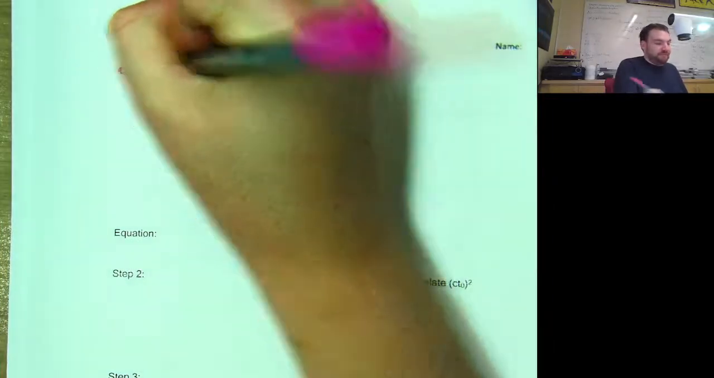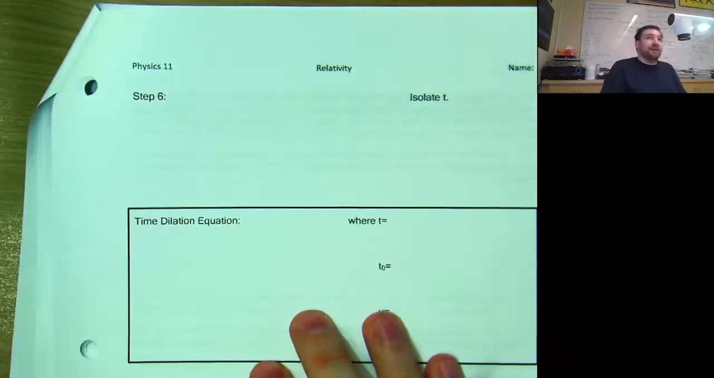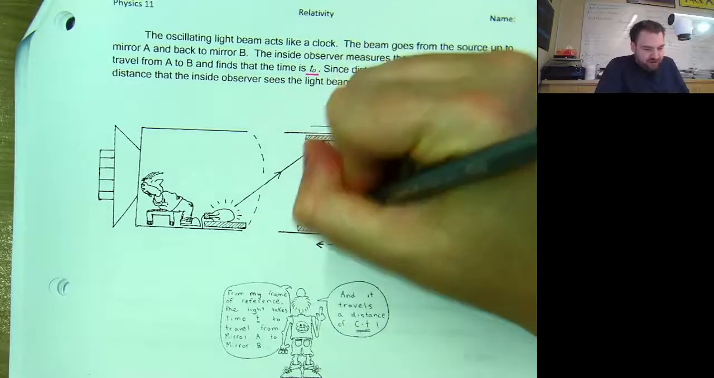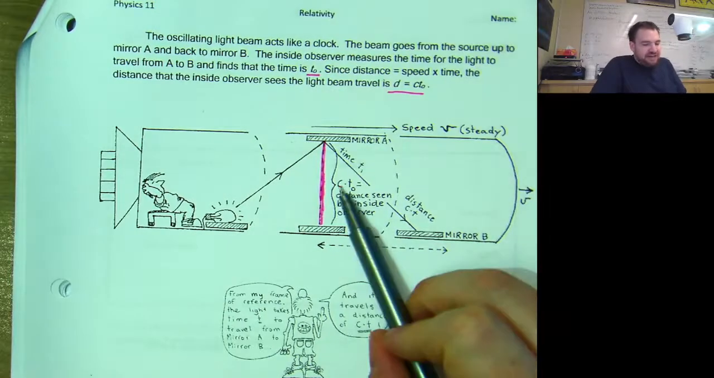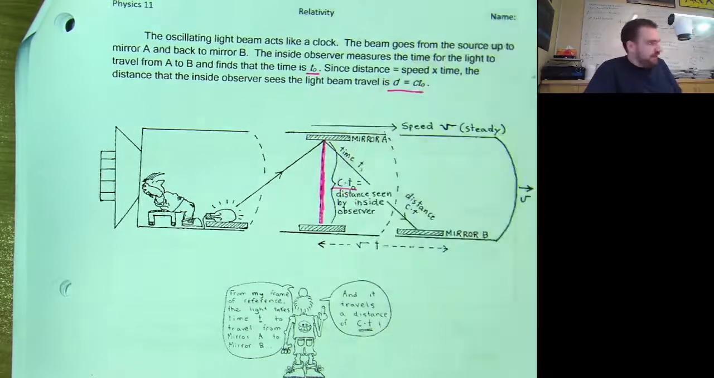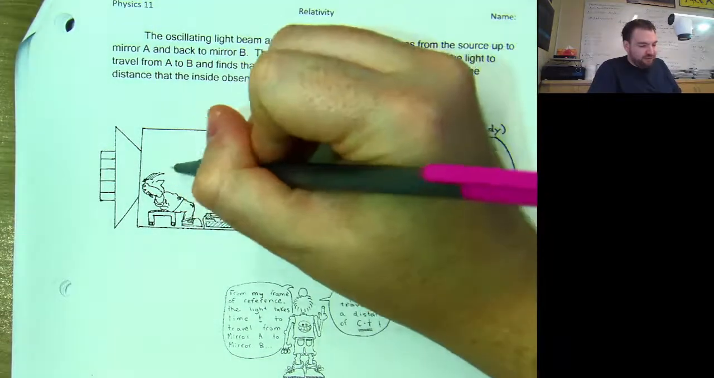Get rid of that for a sec. So stay on this page. I'm going to flip back for a second, showing us this thing here. I'm flipping backwards, not going forwards. So what we're going to look at is this. This distance here is c times t0. We've seen that already. That is what this guy is observing.